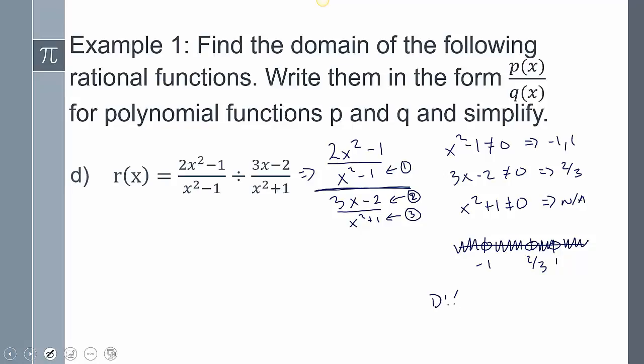So my domain is going to be from negative infinity to negative 1 union, from negative 1 to 2/3 union, from 2/3 to 1 union, from 1 to positive infinity.